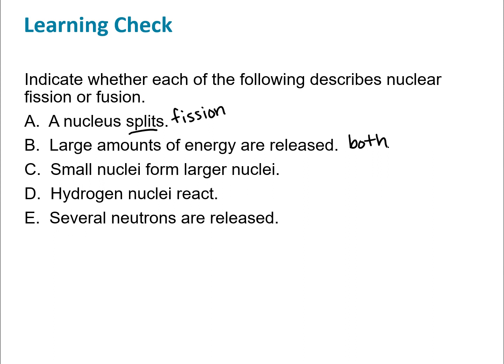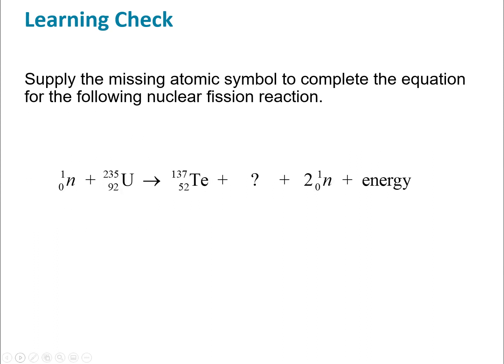Small nuclei form larger nuclei. Fusion, we're bringing things together. So this is the kind of question you'll need to be able to answer. You can fill in the other two, D and E, as practice for yourself, just so you can reassure yourself that you get the concept. We've got one more of these balancing type questions that I'll go through for you, and hopefully that will help when you're going over this again to reinforce how to do these nuclear equations.